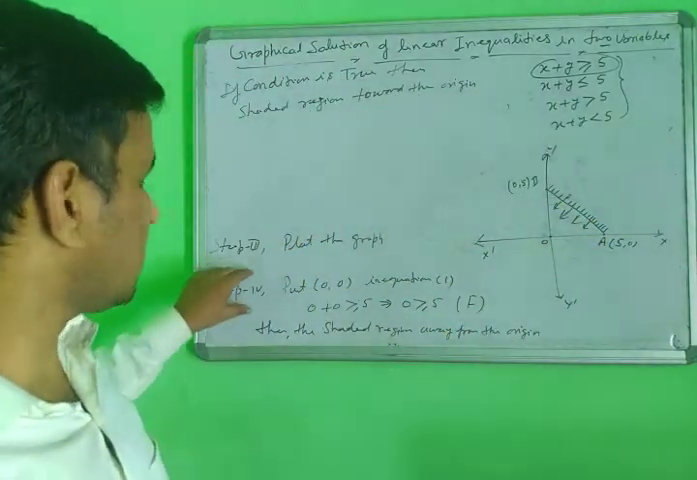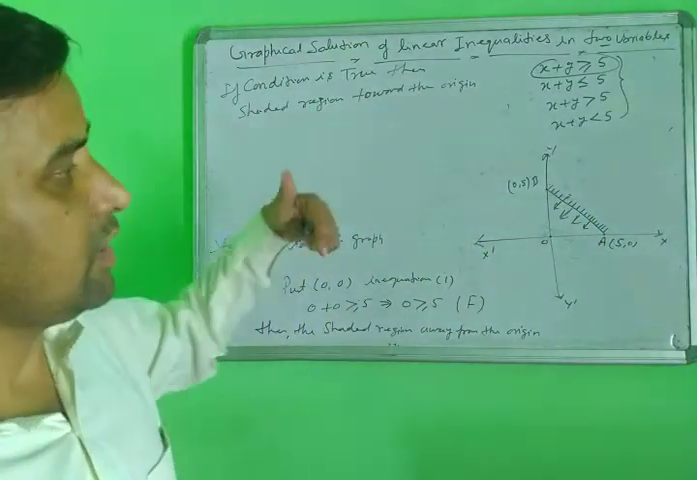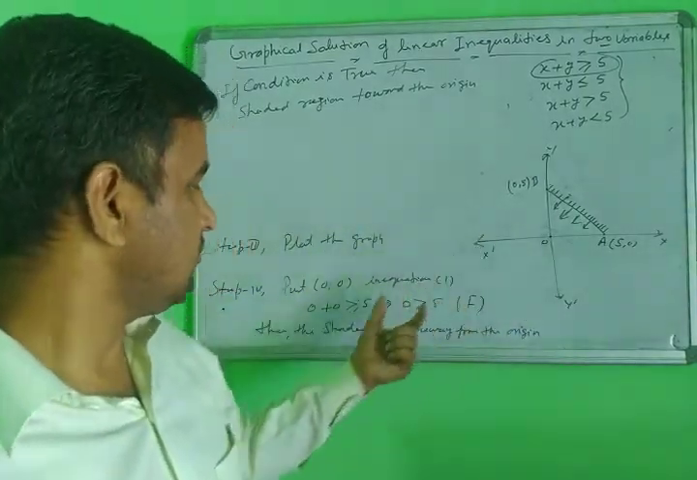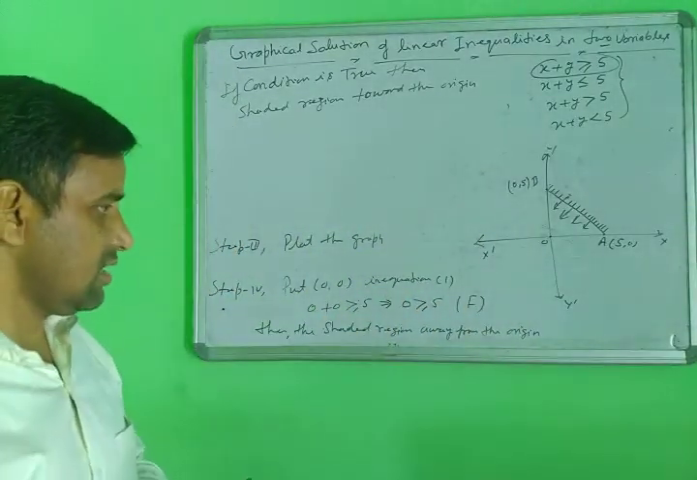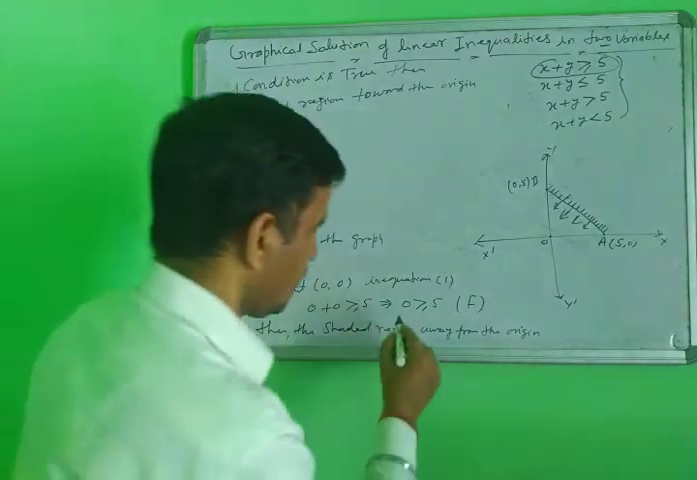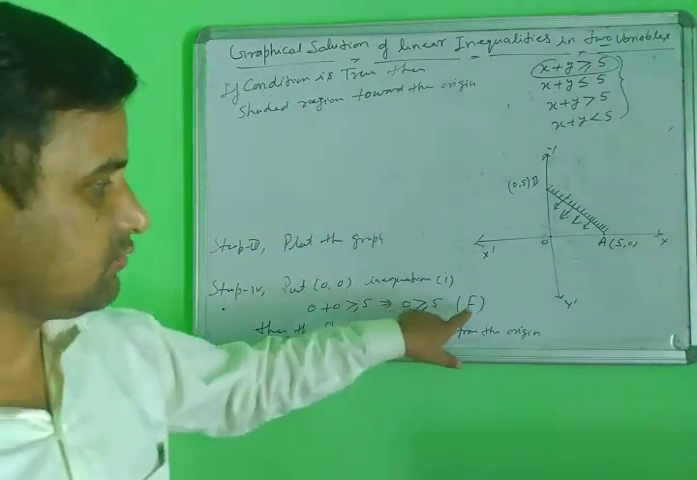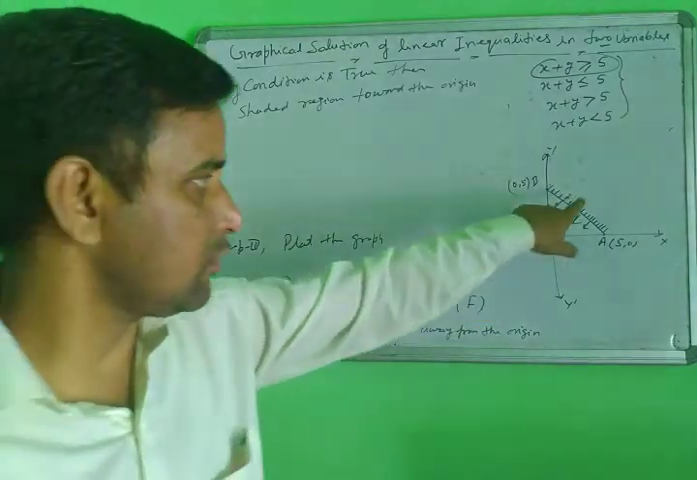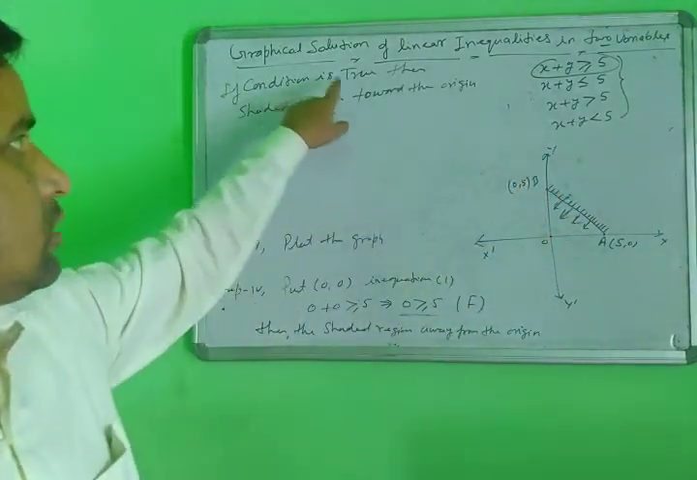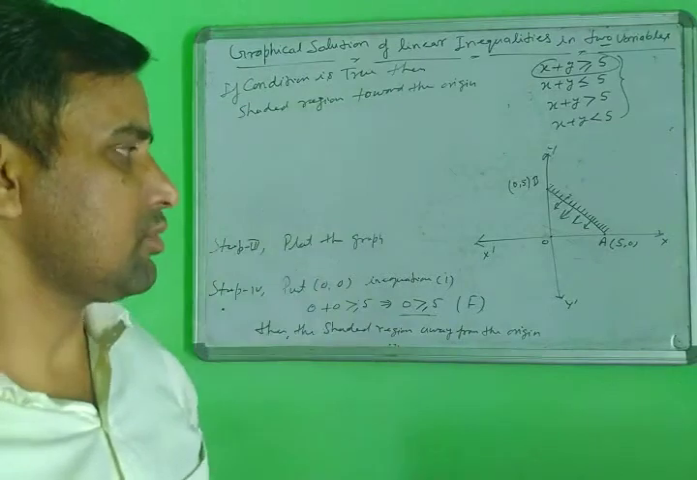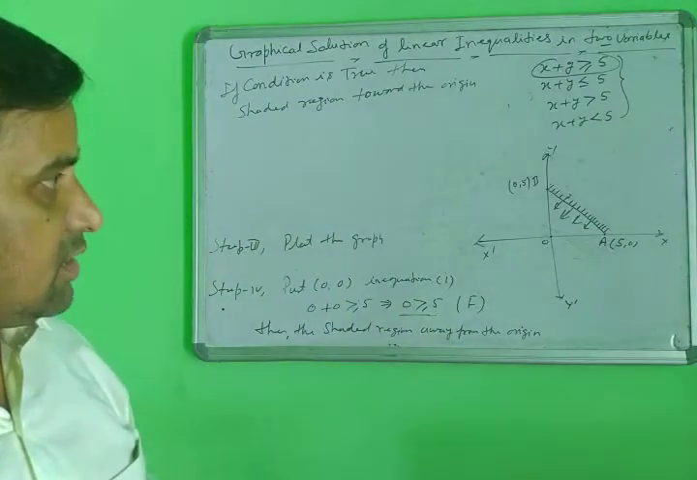Here the fourth condition is a very important condition. Where is your solution region? It depends on the last condition here. This result comes out true or false. For a false condition, the region is away from the origin, and for a true condition, it is toward the origin. Very important point, just note it down.